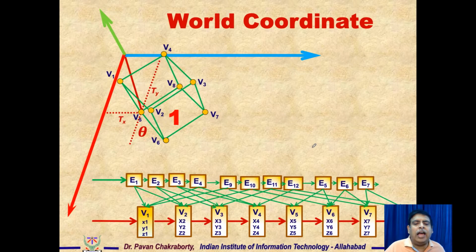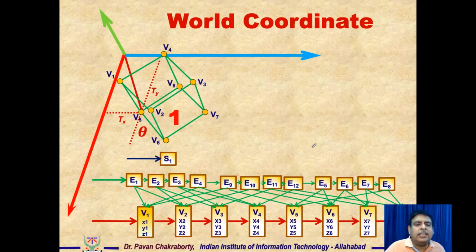Please note here I have used E1, E2, E3, E4 for the upper square, and E5, E6, E7 as the edges for the lower square, and the edges joining the upper square and the lower square are defined by the edges E9, E10, E11 and E12.